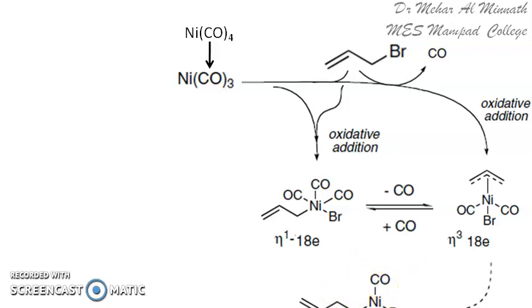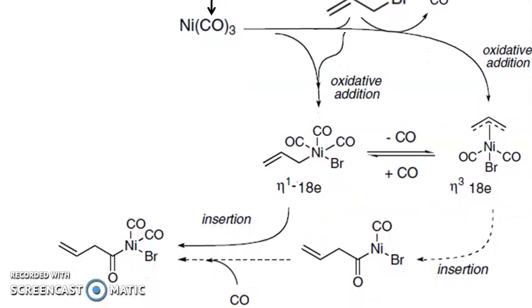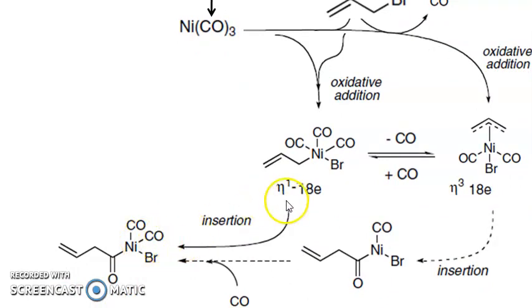It is this one. But when the eta-1 system undergoes migratory insertion of carbon monoxide, we get a 16 electron acyl complex. So when eta-3 undergoes carbon monoxide insertion, you get a 14 electron acyl complex. When the eta-1 system undergoes migratory insertion of carbon monoxide, you get a 16 electron acyl complex.